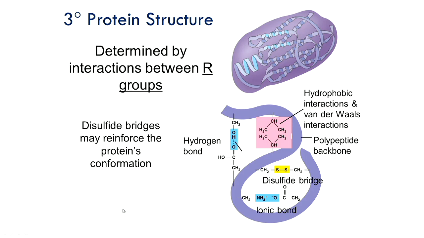This starts to give the protein its actual shape, which gives us the function. So here you can see an alpha helix, you can see beta-pleated sheets, and then you see the big overall structure of the protein.